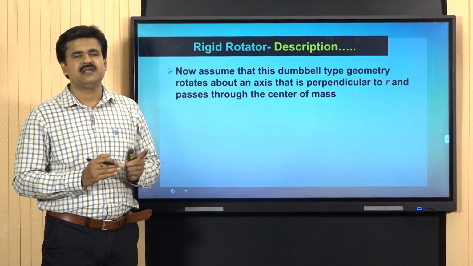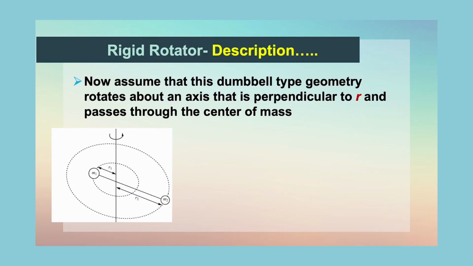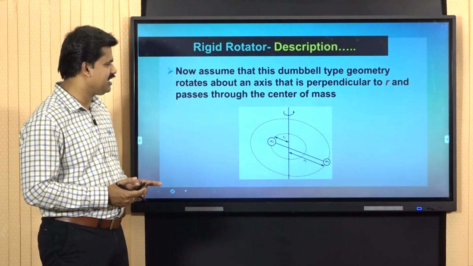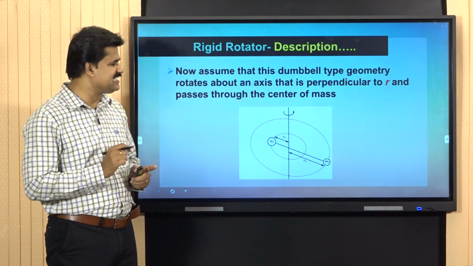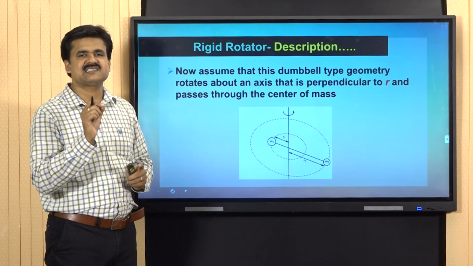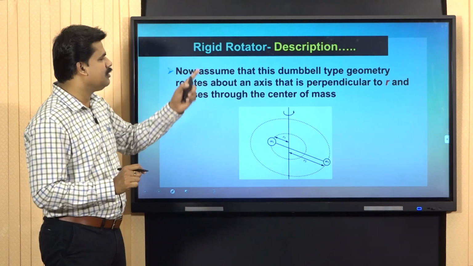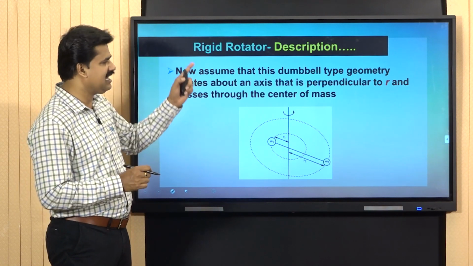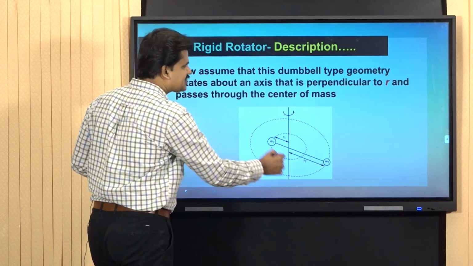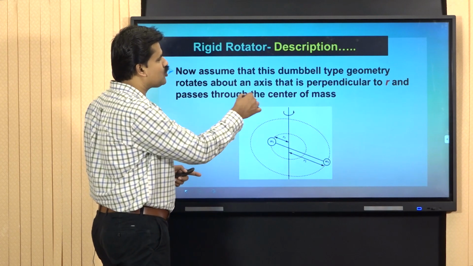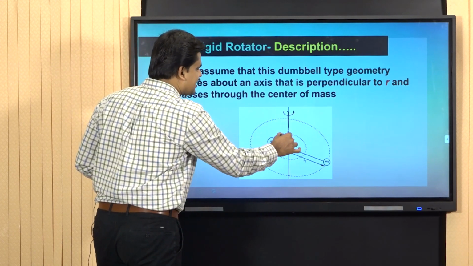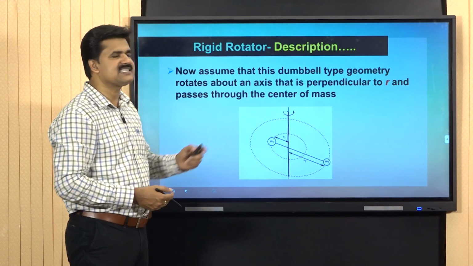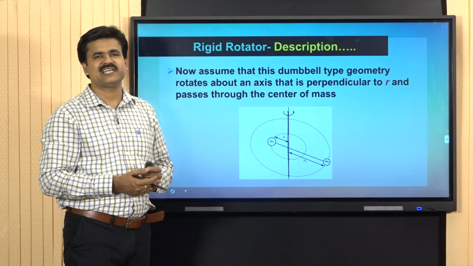This situation can be represented pictorially like this. These are two masses, M1 and M2, separated by the rigid distance small r, that is the sum of R1 and R2. The point that separates R1 from R2 is the center of gravity, and there is an axis passing through the center of gravity, and the molecule executes a rotational motion with respect to this axis. And this is the description of the rigid rotator system.